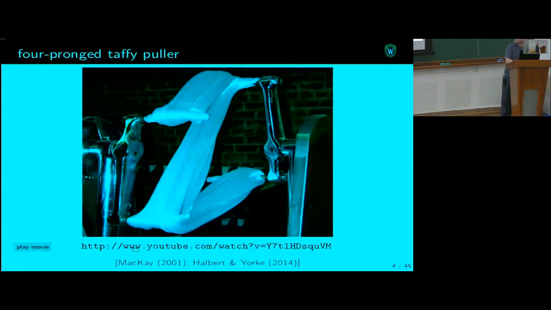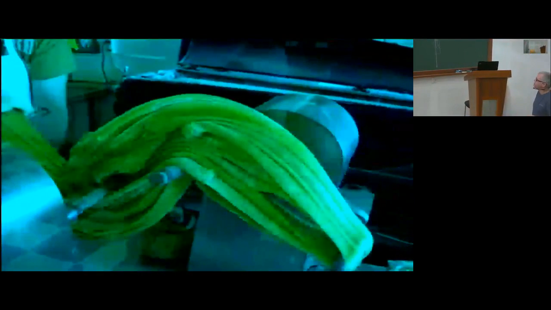Here's another design. This is probably a more popular design for taffy pullers nowadays. This is the four-pronged taffy puller. So instead of having 3 prongs, it has 4 prongs, or rods. I'll use the words rods and prongs interchangeably. This is the case where there are 4.